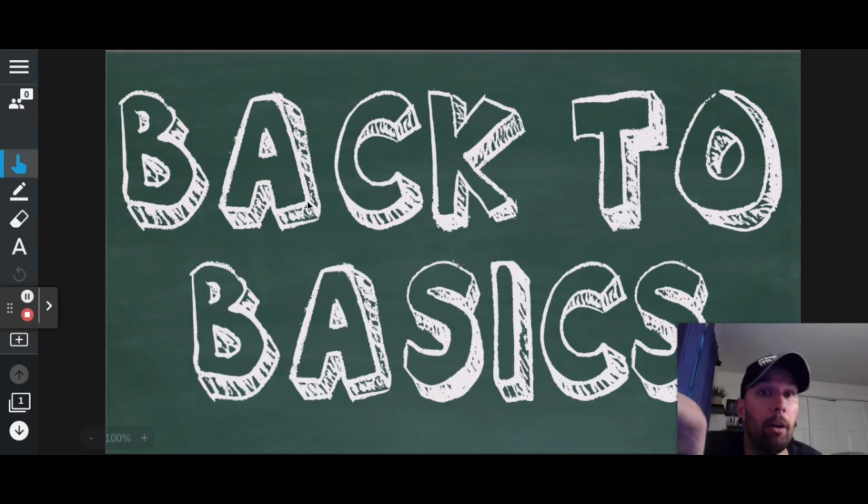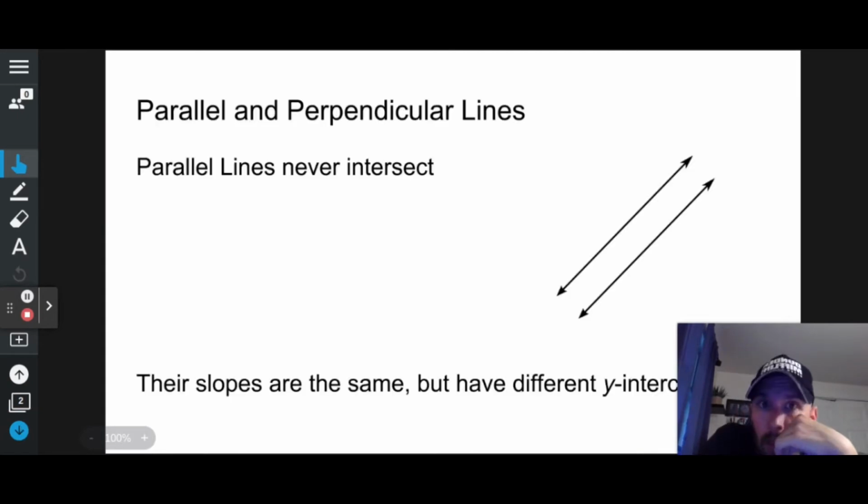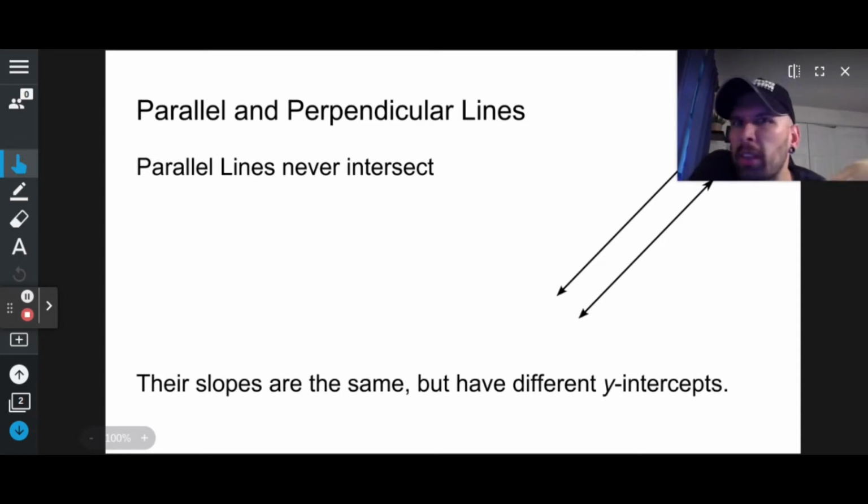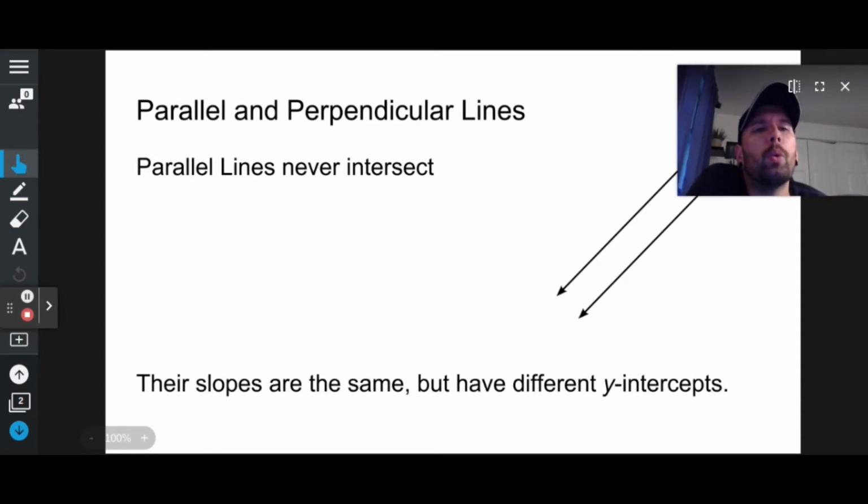Before we really talk about what we do with them and what the numbers are behind parallel and perpendicular lines, let's talk about what parallel and perpendicular mean. Parallel lines never intersect, ever, except for an infinity, but that's a different discussion that you can talk about in college. Parallel lines will never intersect.